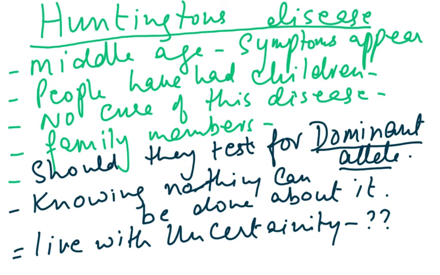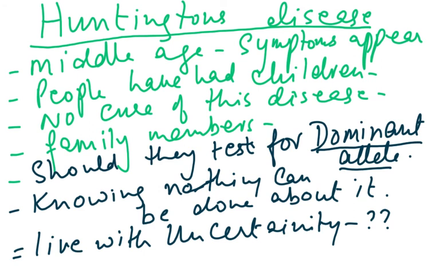Now if in a family there is somebody who has suffered from Huntington's disease, the other people in the family might want to know whether they have the dominant allele or not. So should they test for the dominant allele? Well, okay, if they find out they have the dominant allele, then what do we do? There's nothing they can do about it.